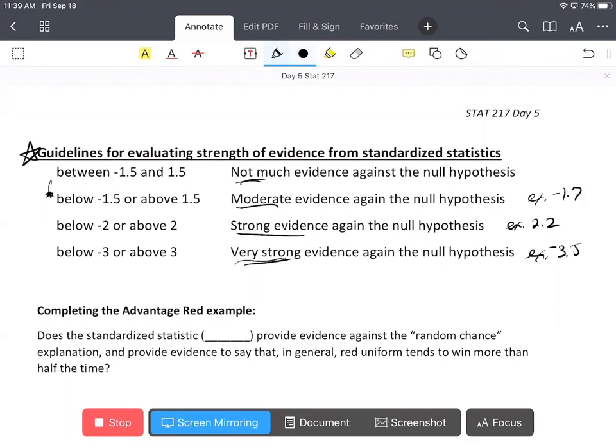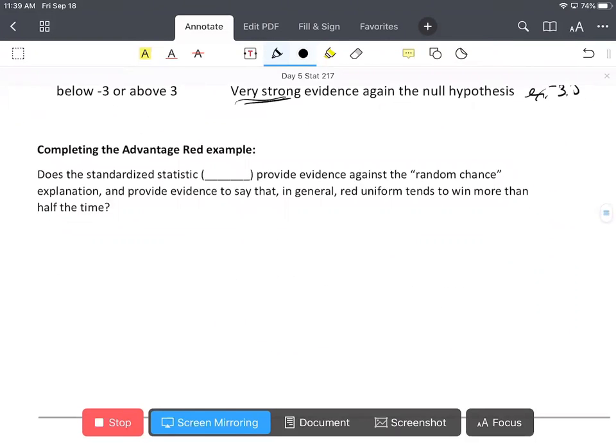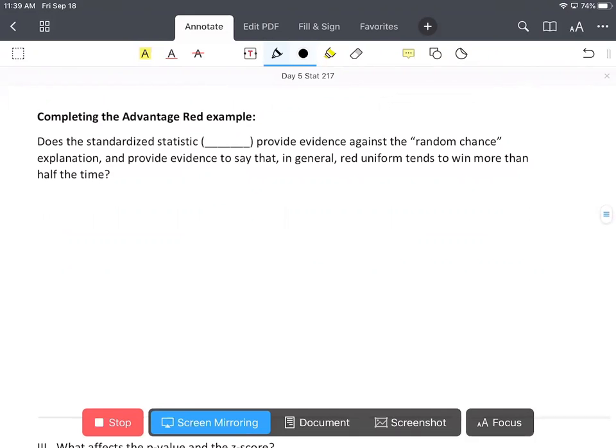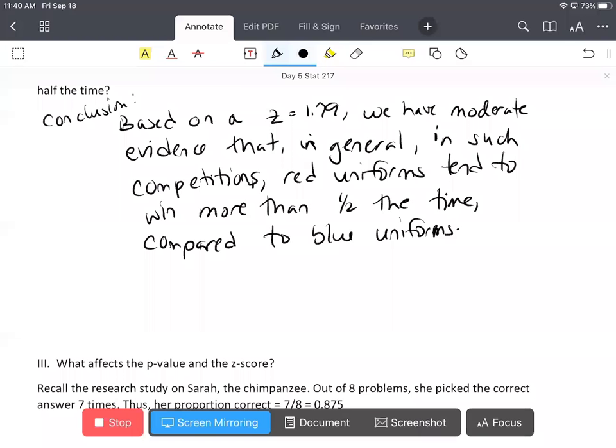And we'll make sure we pull that all together in just a moment. Now, completing the advantage example. I'm going to pause this, I'm going to write it out and come back and talk with you about it. So I'll be right back.